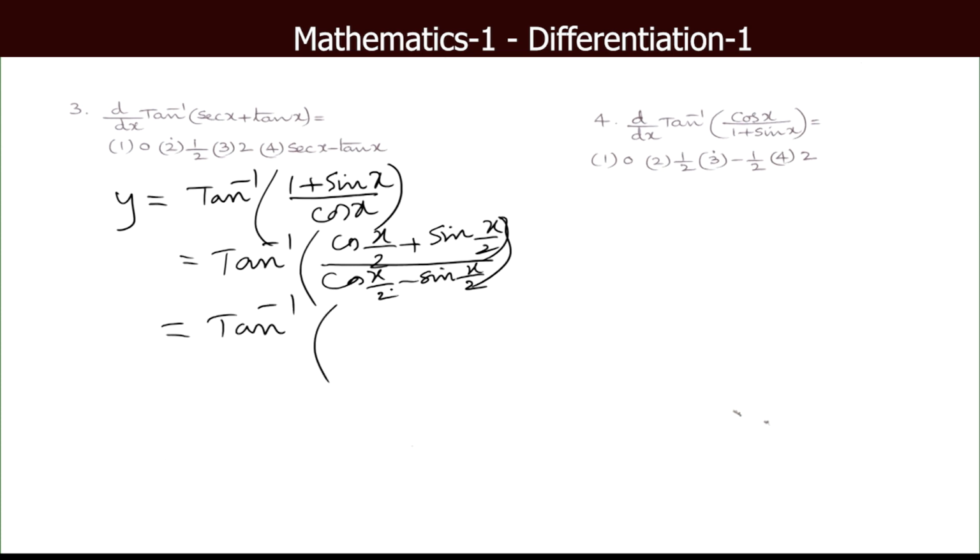I would like to express in terms of tan x by 2 by dividing each term by cos x by 2. Let us divide each term by cos x by 2 in the numerator and denominator. 1 plus tan x by 2 by 1 minus tan x by 2.